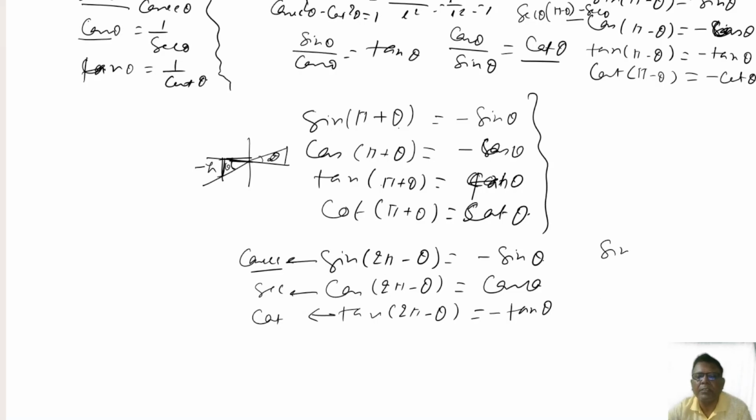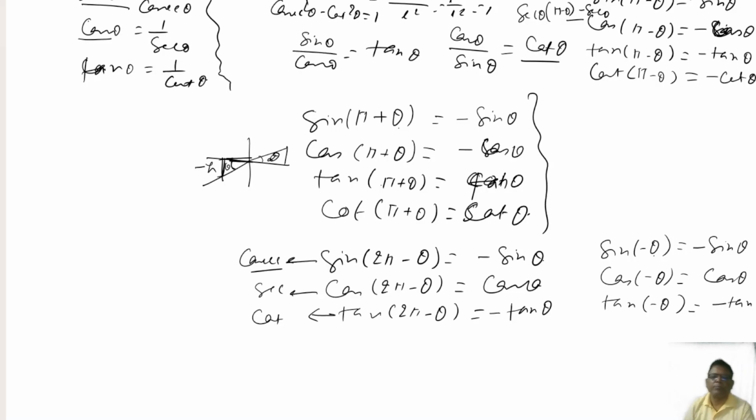What about sine minus theta? Minus theta obviously is in the quadrant where h is negative. So this will be minus sine theta. What will be cos minus theta? Here b is positive, so it will be positive. What will happen to tan minus theta? This will obviously be negative.